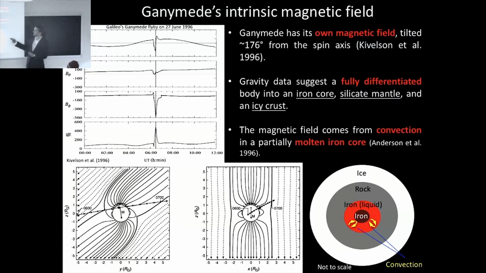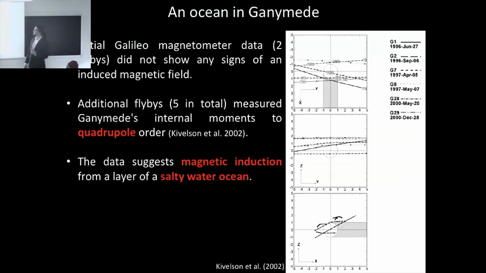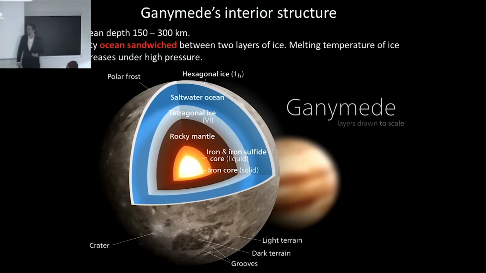So far, just from this detection, you can't conclude that Ganymede has a subsurface ocean because we didn't find any induction. However, Galileo did more flybys around Ganymede, and it managed to measure the magnetic moments of Ganymede to the quadrupole level. And so at this moment, the magnetic induction was detected, and then an ocean was confirmed.